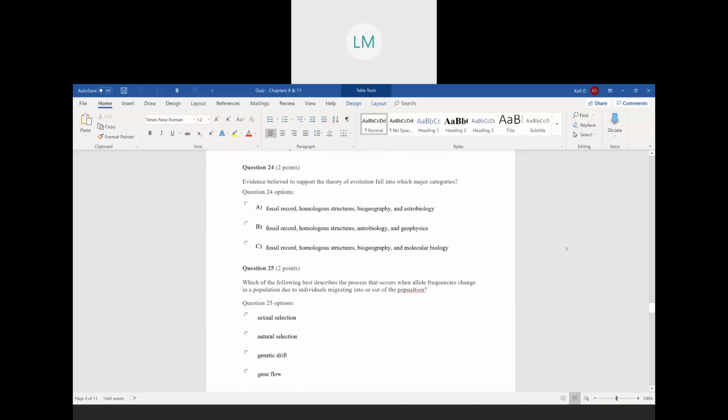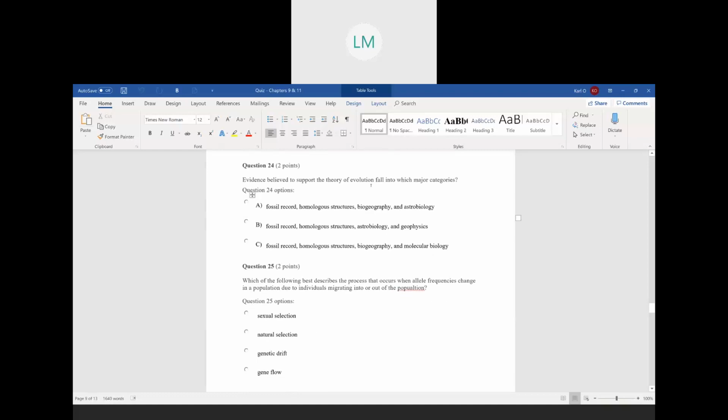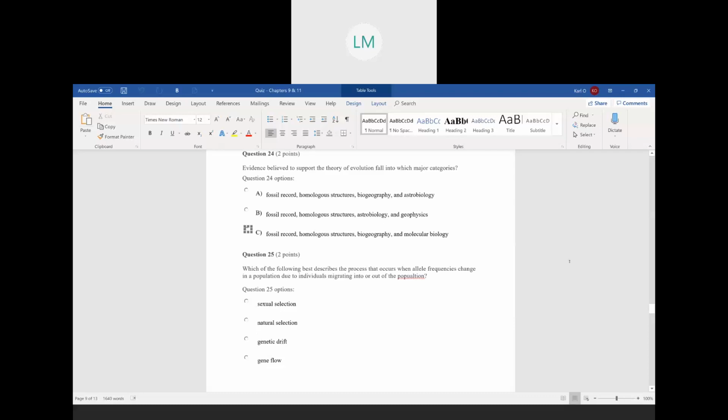Question 24, evidence believed to support the theory of evolution falls into which categories? So fossil record and homologous structures are in all of these. Those are both correct. We have biogeography in a couple of these. That's also another one that supports the theory of evolution. Astrobiology does not, but molecular biology does. So choice C is the correct answer there.